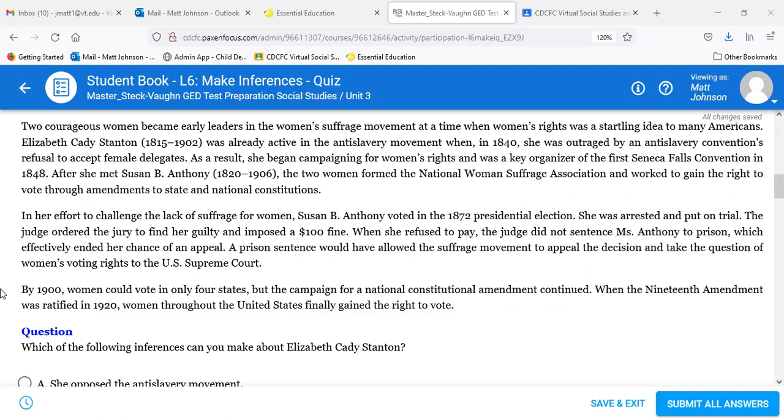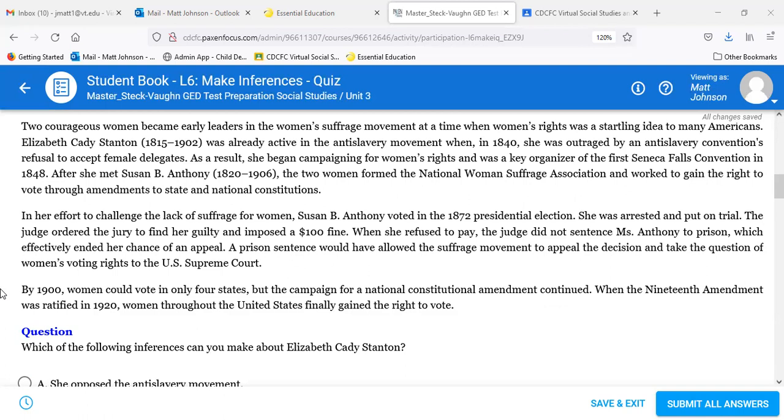By 1900, women could vote in only 4 states, but the campaign for a national constitutional amendment continued. When the 19th Amendment was ratified in 1920, women throughout the United States finally gained the right to vote.